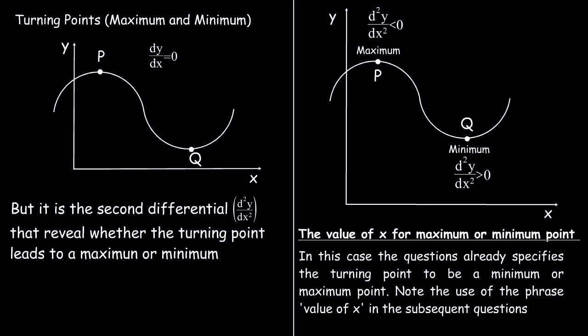Now, how do we differentiate between maximum and minimum? After concluding that our dy over dx equals 0, to test if our turning point is maximum or minimum, we are going to be differentiating again. That will be finding the d squared y over dx squared. And if d squared y over dx squared is less than 0, the turning point is maximum. And if d squared y over dx squared is greater than 0, the turning point is minimum.